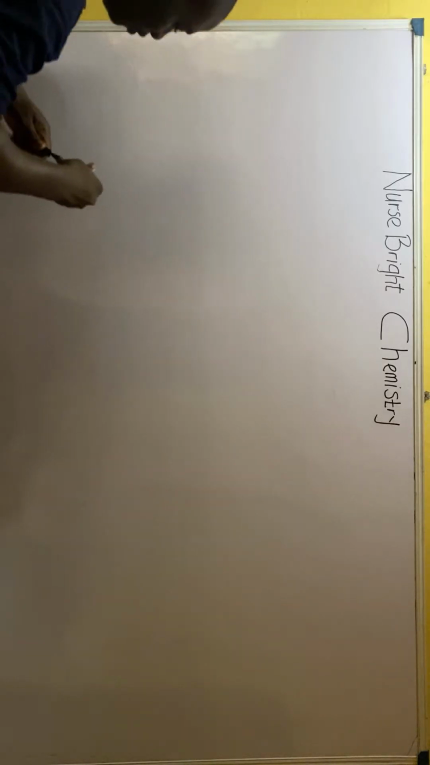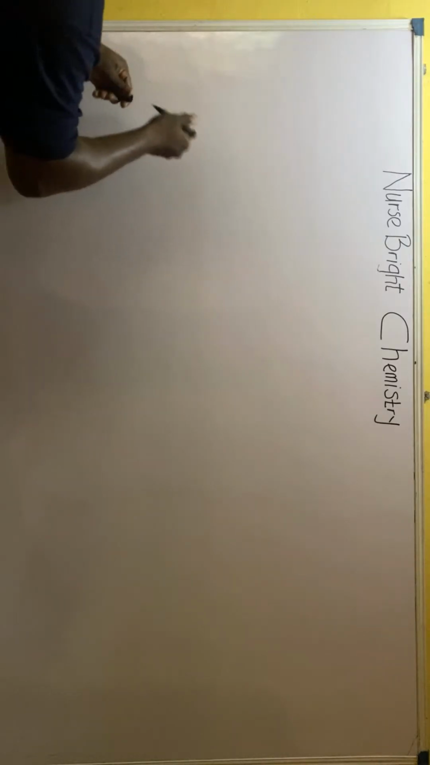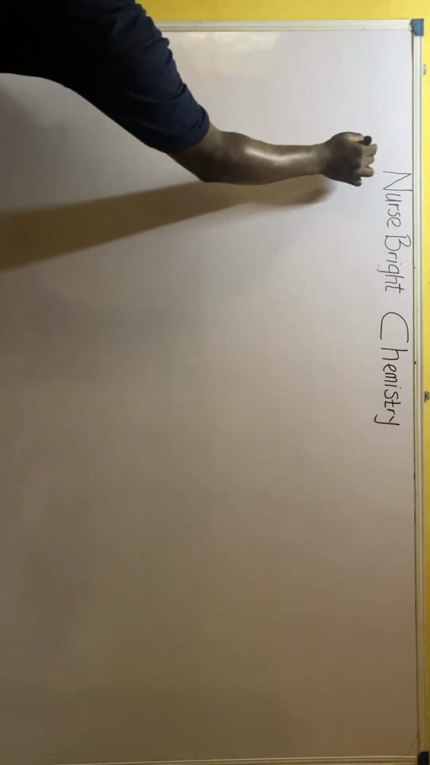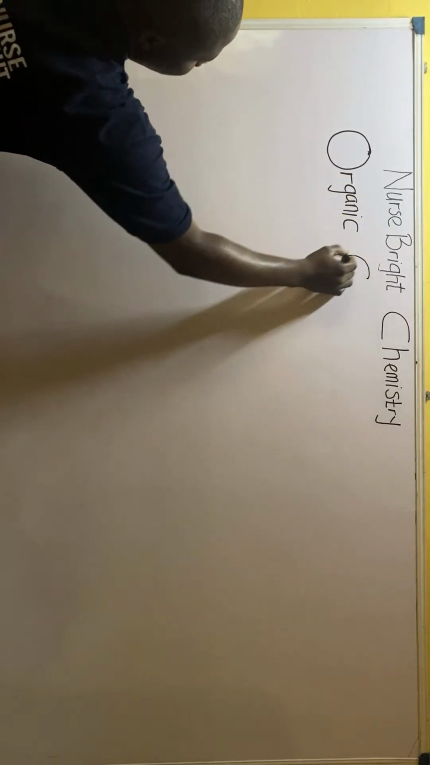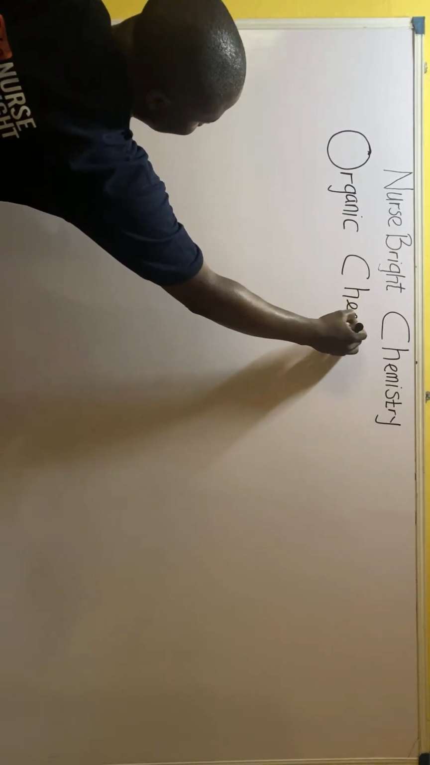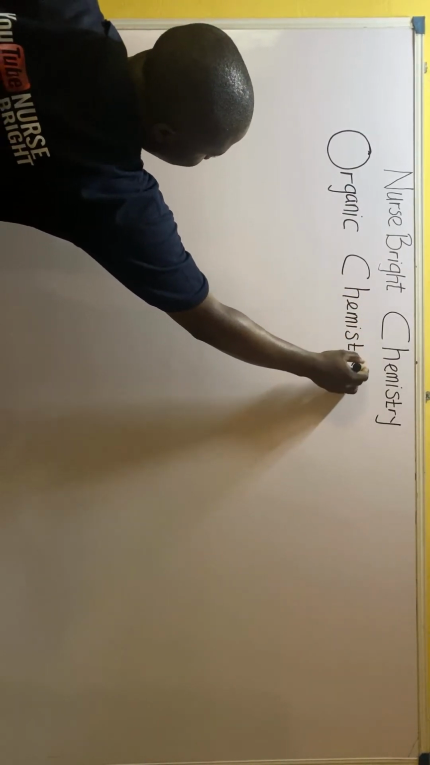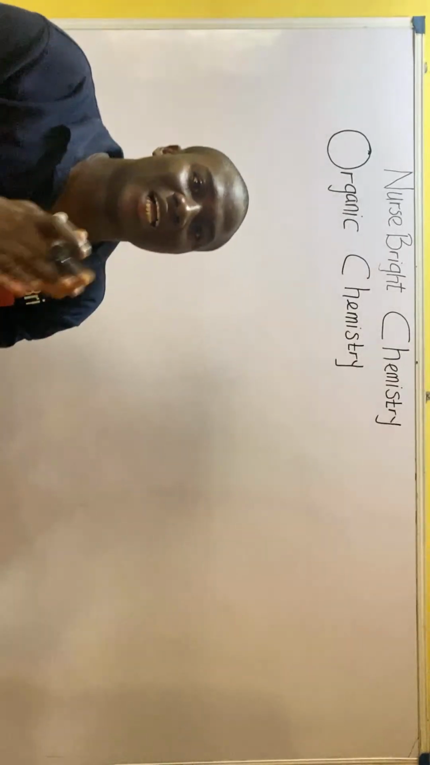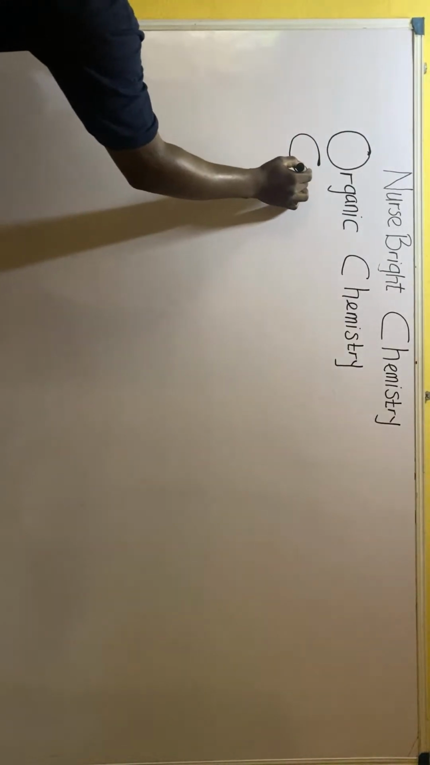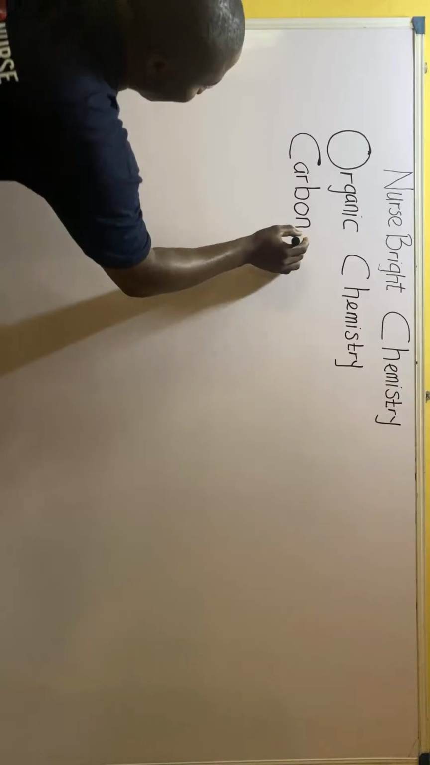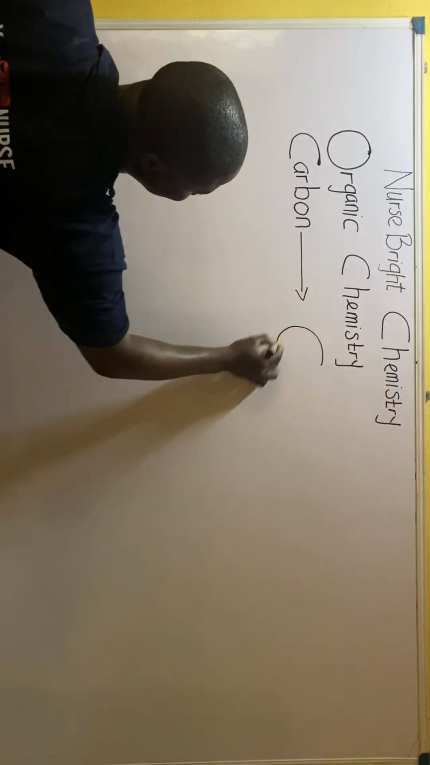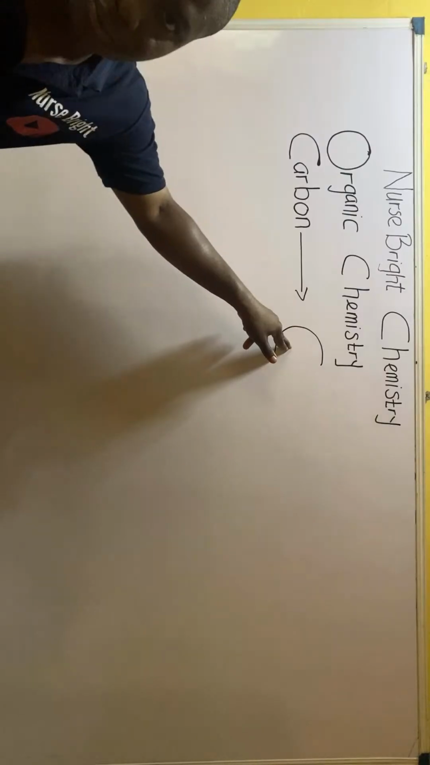So, organic chemistry. Now, first of all, whenever you hear organic chemistry, there is a very key element that should come to your mind, and that element is carbon. Carbon is one very vital element studied in organic chemistry. And I believe everybody knows that carbon is symbolized as C.